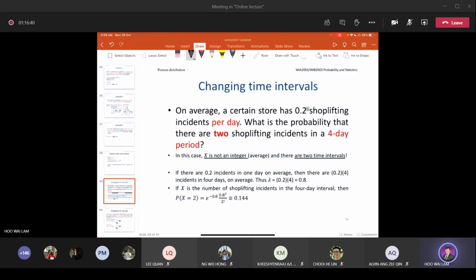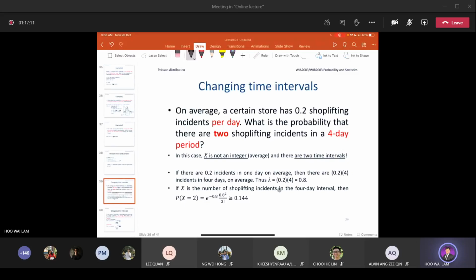What do you think it will change in terms of your lambda value? In 4 days, your lambda basically happens 4 times, right? So logically speaking, you need to do times 4, which is correct. Okay, so for you to have 0.2 incidents in 1 day, then there are 0.2 times 4 incidents in 4 days on average. So that's why you get 0.8 over here. You are changing your lambda value based on the period that you actually have over here.